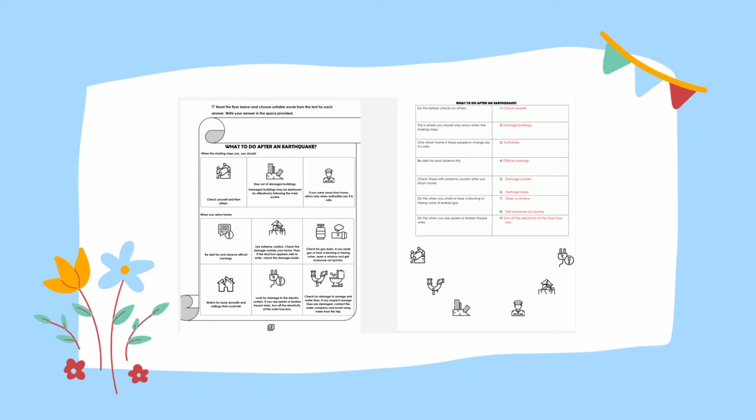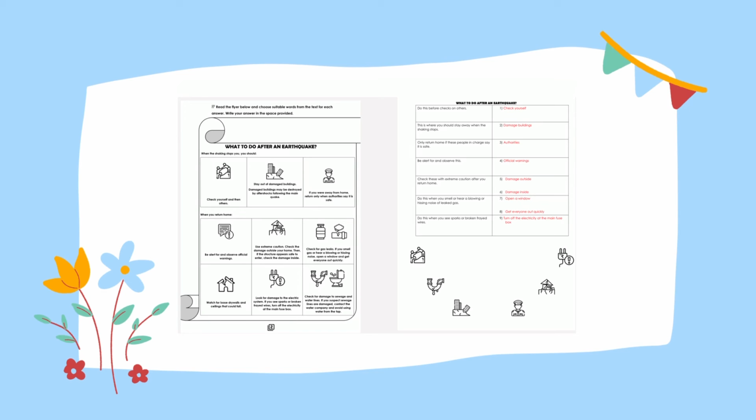Only return home if these people in charge say it is safe. The answer is authorities. It was mentioned that when we were away from home, only return when authorities say it is safe. Okay, number 4, be alert for and observe these. The answer is official warnings. It was mentioned that we need to be alert for and observe official warnings when we return home.